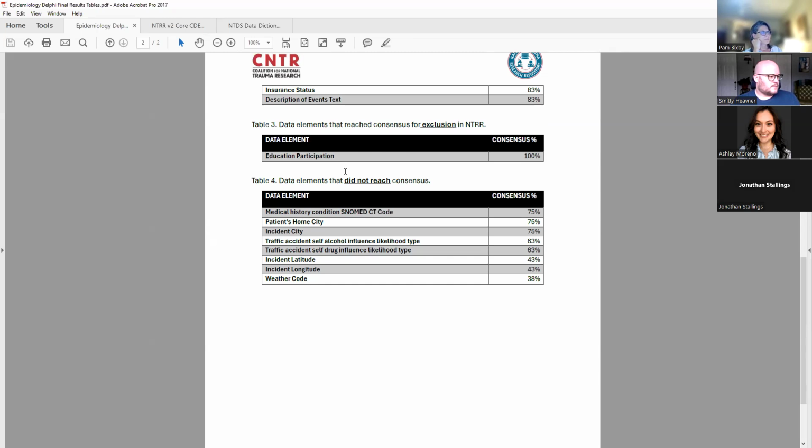And then we have a few elements that did not reach consensus. As we see, we have quite a few that are close to that 80% mark. So I would like to look at those a little bit and get everyone's thoughts on these, and see if we can get those across the goal line, or whether we should stick with what the results were from the Delphi survey.